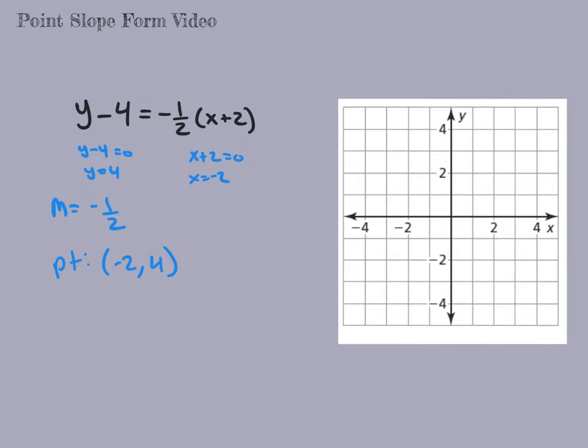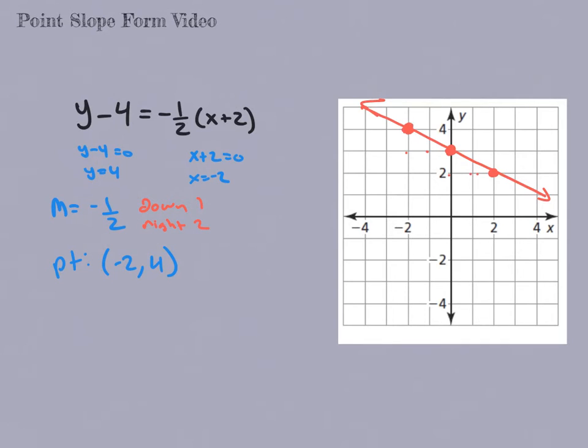All right, then to make my graph, let's go to the point negative 2 comma 4, which is way up here. X is negative 2, y is 4. And then my slope tells me to go down 1, right 2. The negative gets me down, so down 1, right 2, puts it there. Down 1, right 2, there, and I've got my line. Connect it. Beautiful.